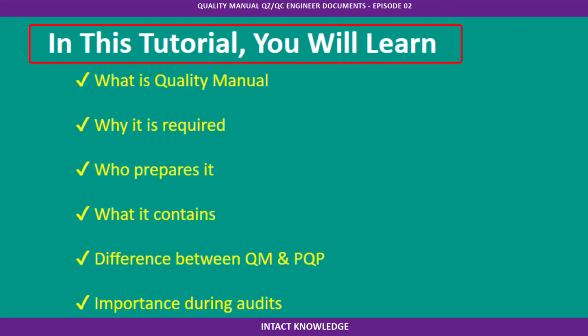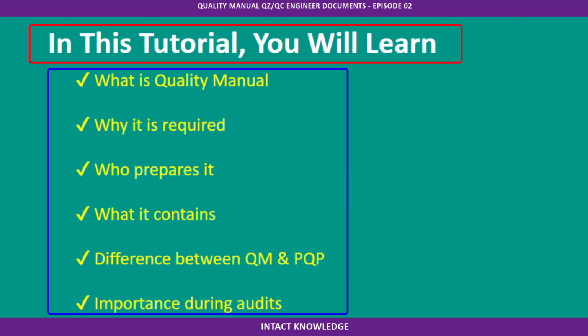What you will learn. By the end of this video, you will clearly understand these points, and you will never be confused again during audits or interviews. What is a quality manual? Why it is required? Who prepares it? What it contains? Difference between quality manual and PQP. How auditors use it.